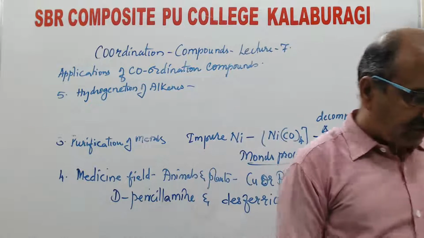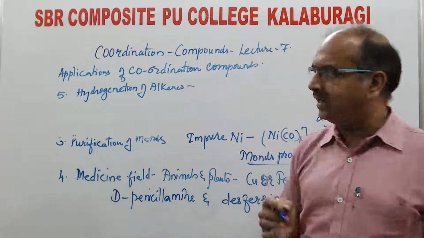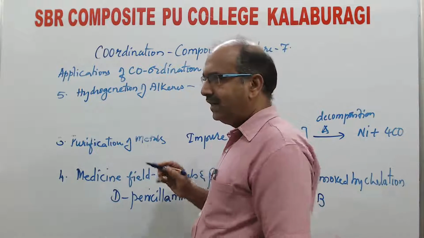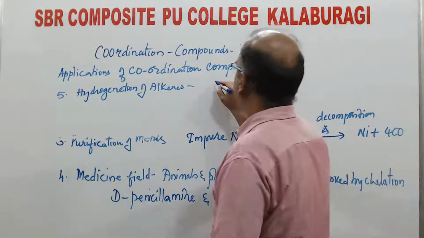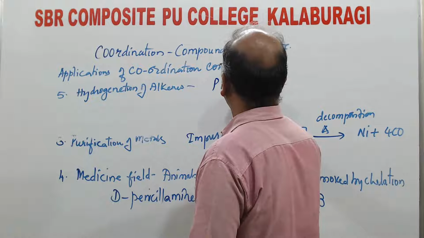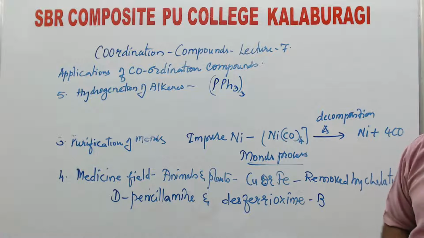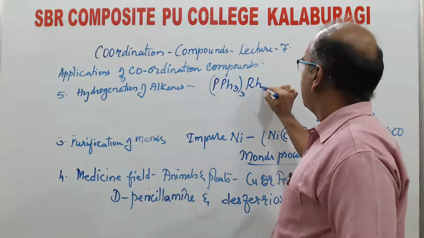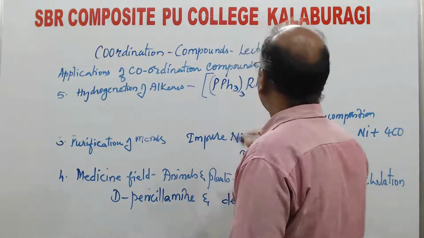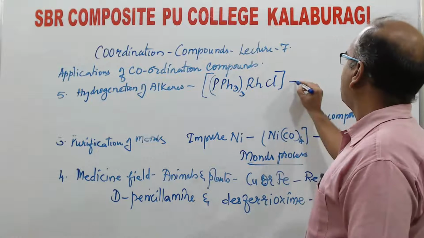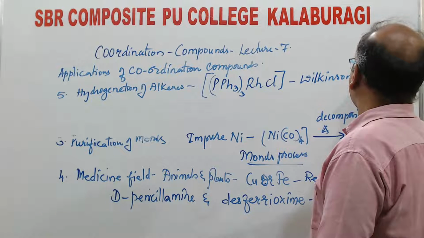In the hydrogenation of alkenes, there is one rhodium coordinate compound, a rhodium complex. It was discovered by Wilkinson, that's why it is called Wilkinson's catalyst. It is (PPh3)3RhCl: triphenyl phosphine thrice, then rhodium and Cl. Rhodium chloride with triphenyl phosphine, this is also called Wilkinson's catalyst.